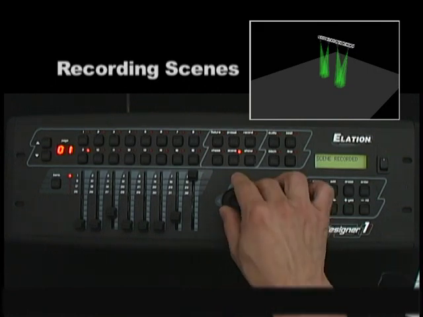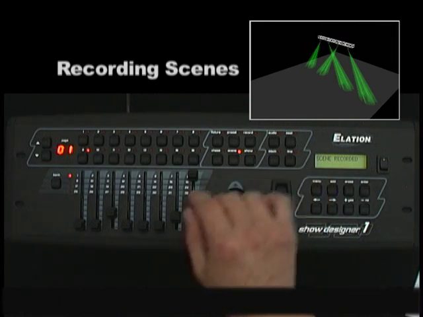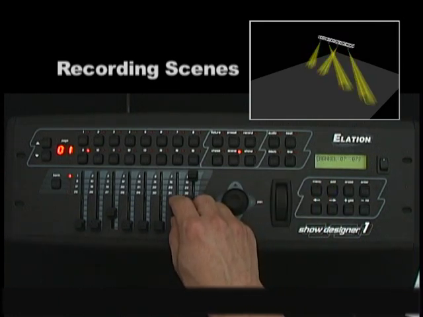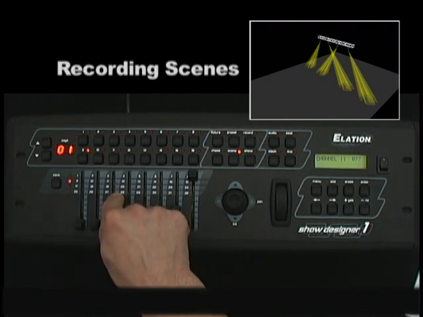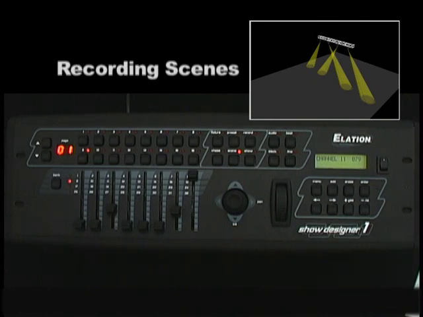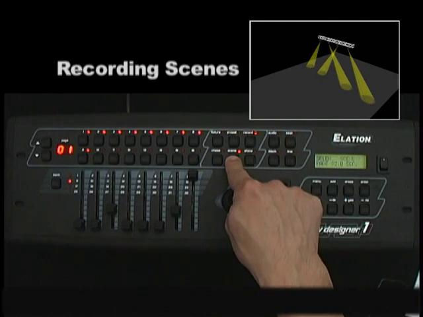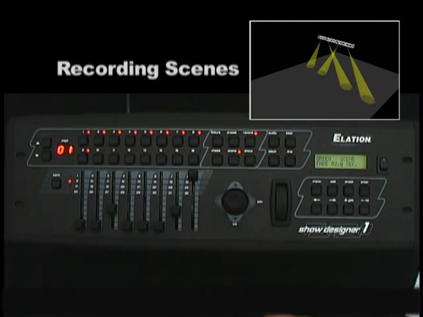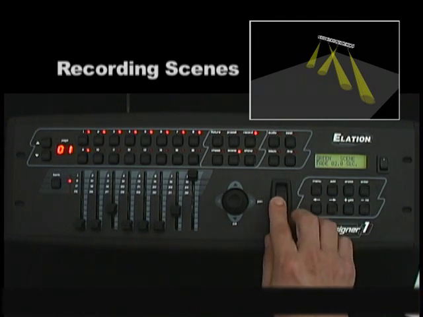I'll record one more scene by adjusting my beam position. I'll change the color and the gobo using the faders. Once again, I'll press record, scene, press the left cursor so I can name my scene. I'll name this Yellow Scene.